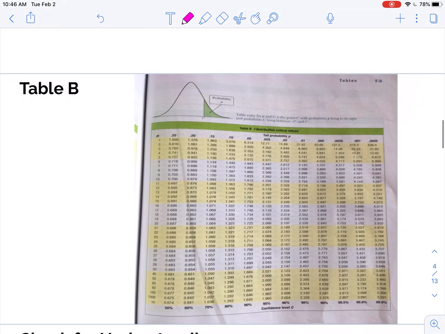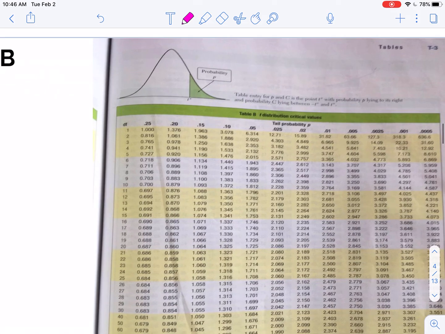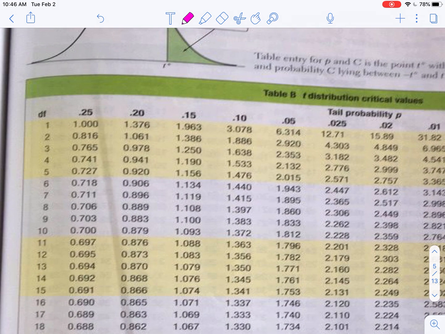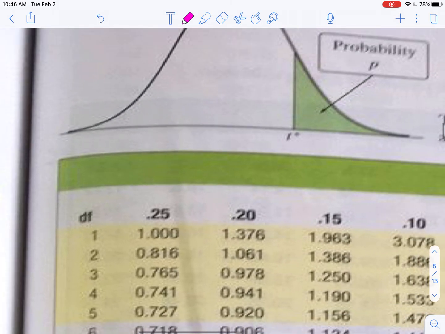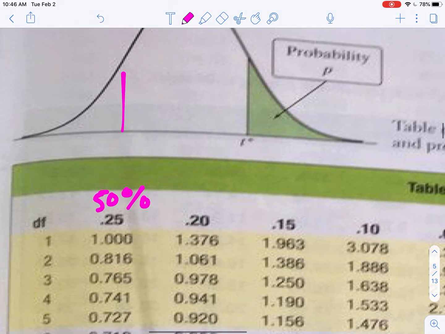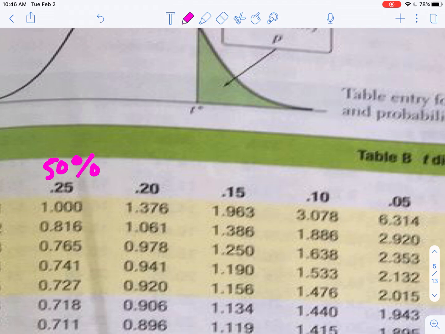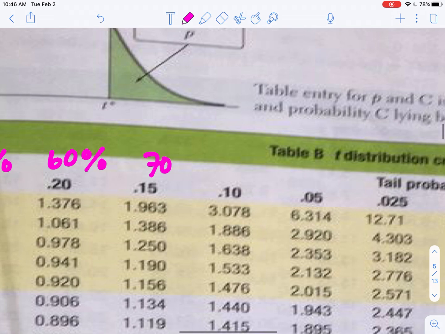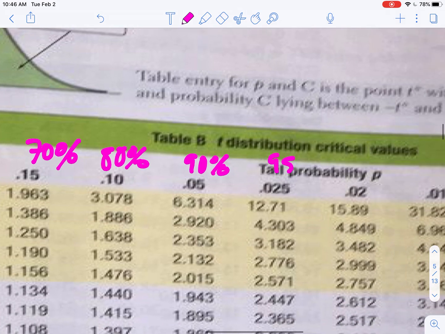So here's what a t-chart looks like. This is table B. Basically we've got the tails of the probability. This 0.25 here would relate to a 50% confidence interval, because I've got 25% over here and 25% over here, so I'm looking at the middle 50%. This 20% suggests a 60% confidence interval. This 15% suggests a 70% confidence interval. 10%, 80%, 90%, 95%, 96%, so on and so forth.